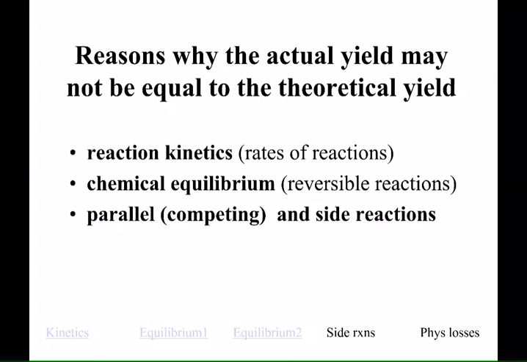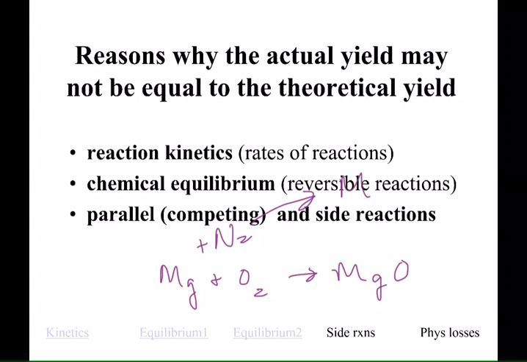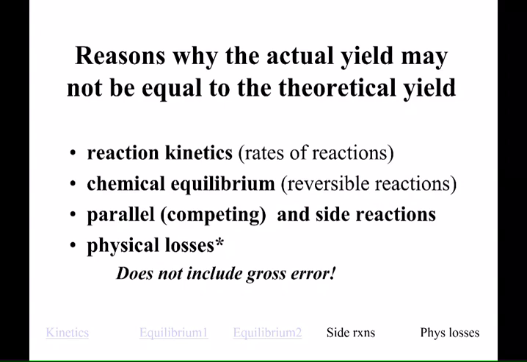Sometimes you have an unwanted side reaction. When we reacted magnesium with oxygen to form magnesium oxide, the background information said a side, unwanted reaction was where magnesium combines with nitrogen in the air to form magnesium nitride, Mg3N2. So that is an example of something you just can't help.